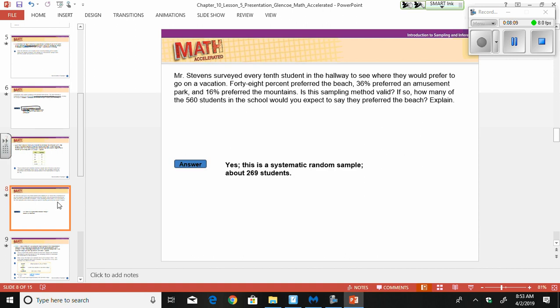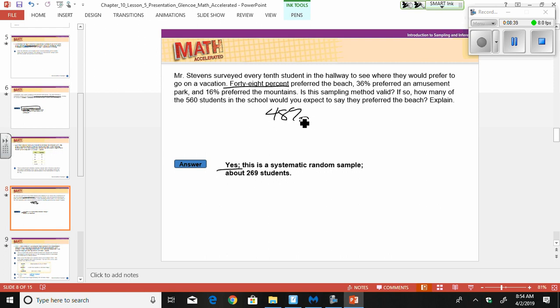Mr. Stevens surveyed every 10th student in the hallway to see where they would prefer to go on vacation. So he's in the hallway, it's random people walking by, so every 10th. Okay, so this is an unbiased sample. 48% preferred the beach, 36% preferred an amusement park, and 16% preferred the mountains. Is this sampling method valid? Yes. If so, how many of the 560 students in the school would you expect to say they preferred the beach? The beach was 48%.